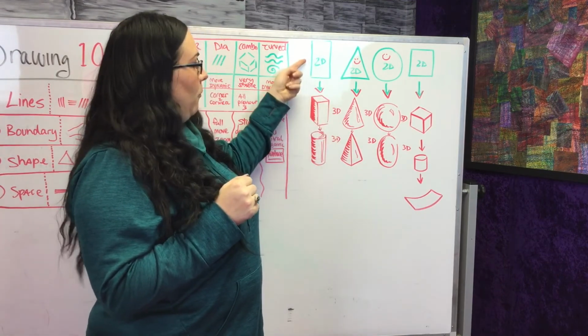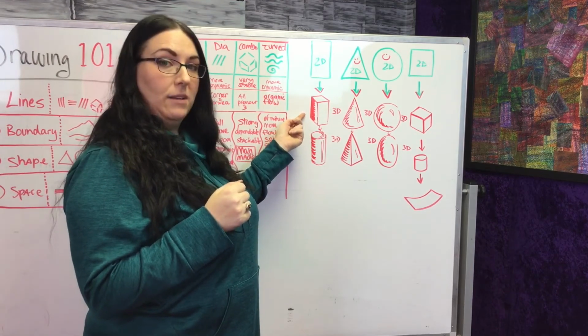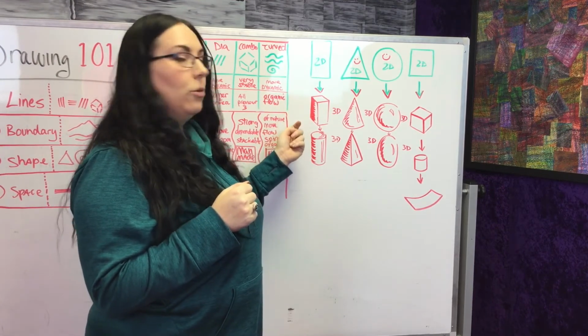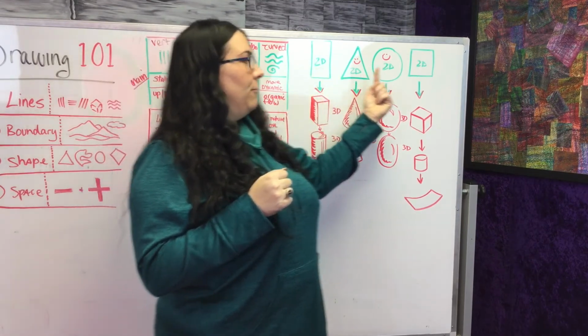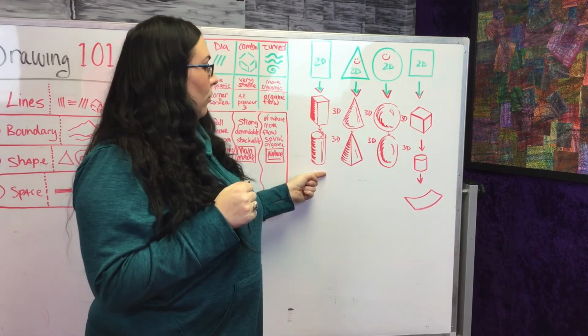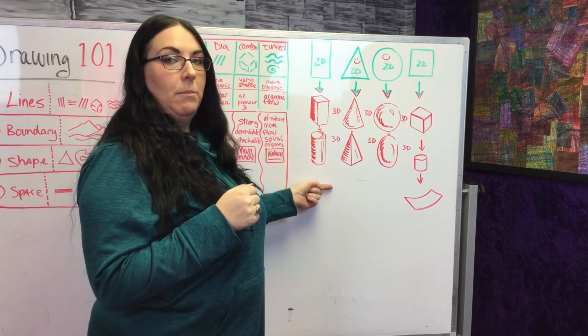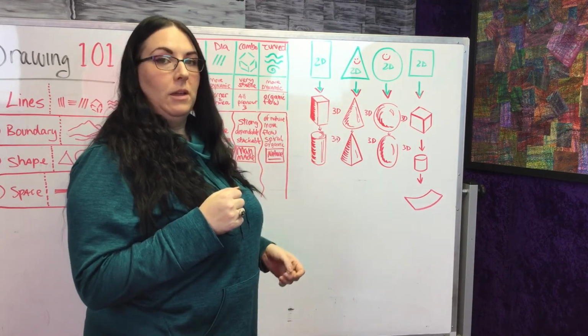This rectangle can morph into a tall rectangular box. You have your vertical, horizontal, and diagonal lines. Or from the side, remember we're looking at it flat from the side, it can also turn into a cylinder, okay? Which is a circle on the top and the bottom and a tube that goes up and closes itself.